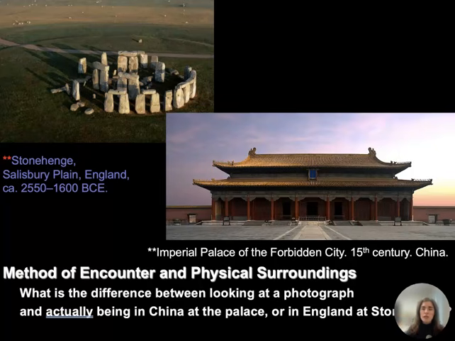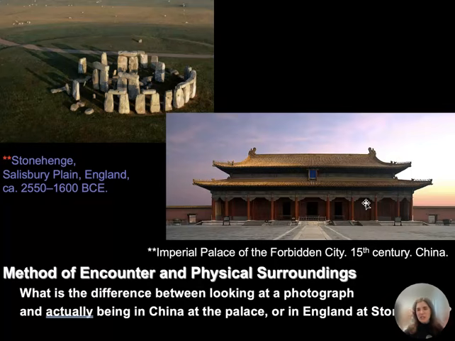So with Stonehenge, we often see it from an aerial perspective in photographs, because we want to see what it looks like all the way around. But if you see photographs of people visiting it, they're so small compared to these very, very large stones. And then with the Imperial Palace, because this palace is huge, we often just see one structure.